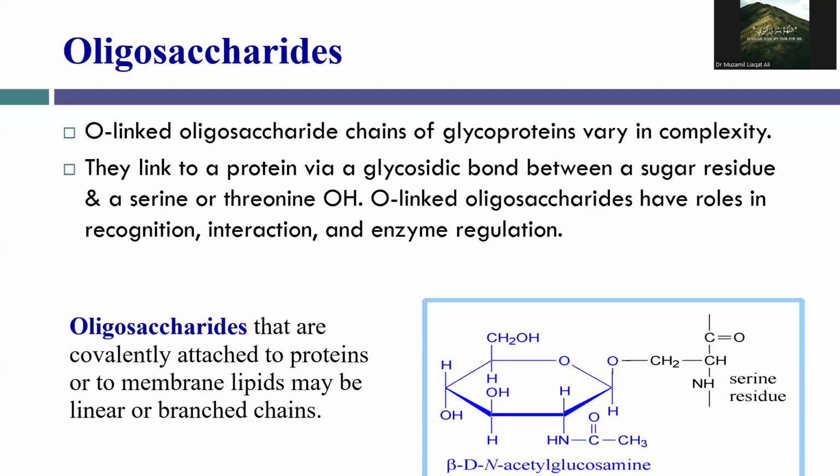O-linked oligosaccharides are attached via a glycosidic bond between a sugar residue and the hydroxyl group of serine and threonine on the protein backbone. These chains vary greatly in complexity and length. They are heavily involved in cell-to-cell recognition and interaction, modulation of enzyme activity, and protection of proteins from degradation. O-linked glycosylation is particularly abundant in mucins, glycoproteins that form mucus, and many membrane proteins.